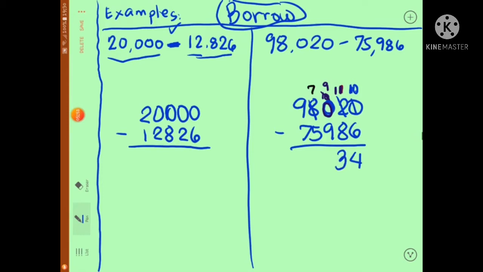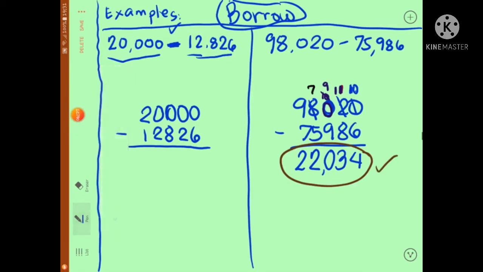Alright, if they're the same, our answer is always 0. 7 minus 5, that is 2. And then 9 minus 7, 2. Okay? So our difference now is 22,034. Okay? Now let's proceed to this one.